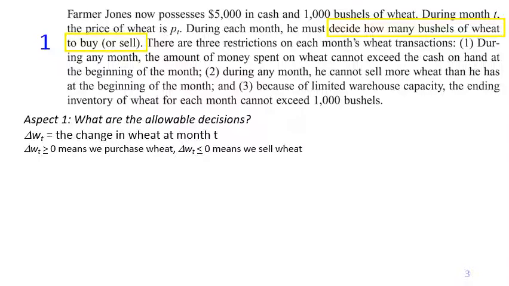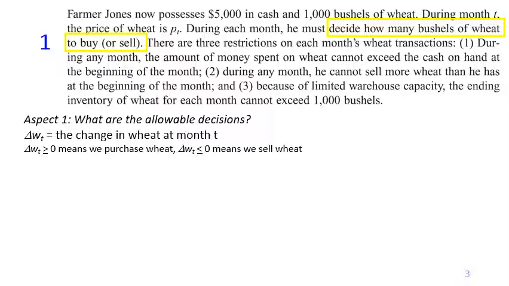First of all, let's define this notation, delta W_t, which means the change in wheat at month t. Just for our convention, if delta W_t is positive, it means that we purchase wheat at month t. If it is less than 0, it means that we sell wheat. If it is exactly equal to 0, it means that we neither sell nor buy wheat.